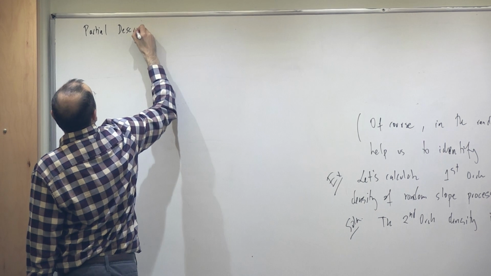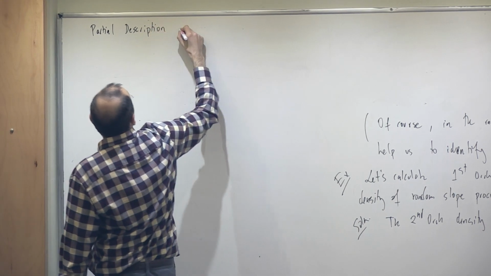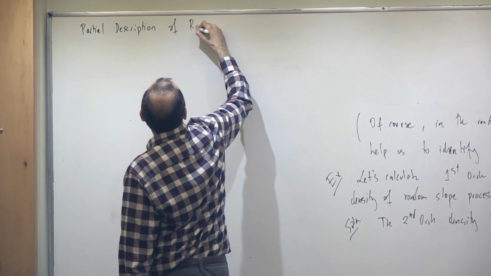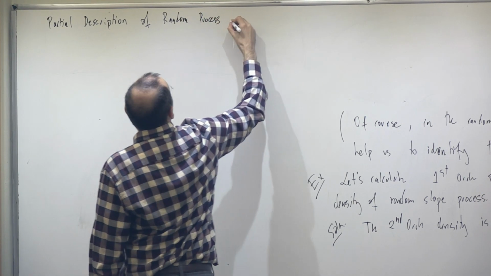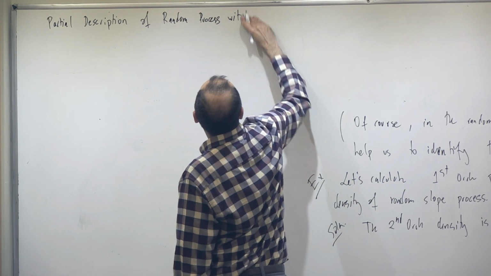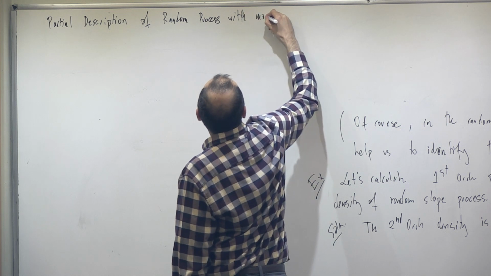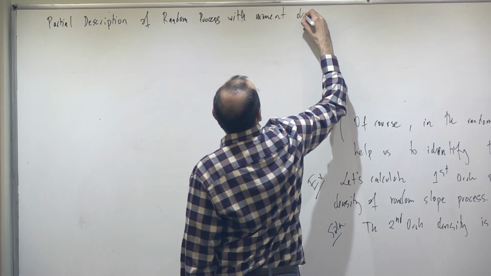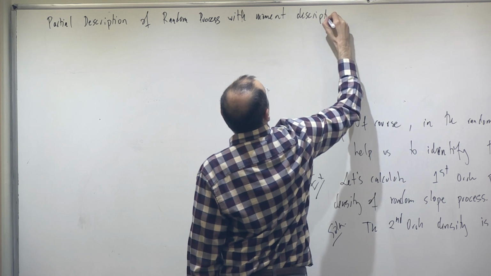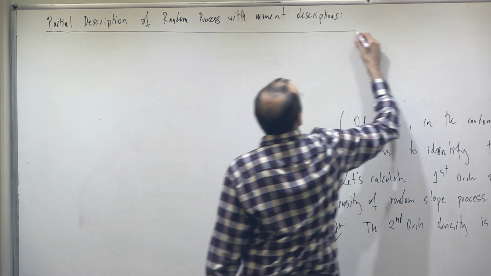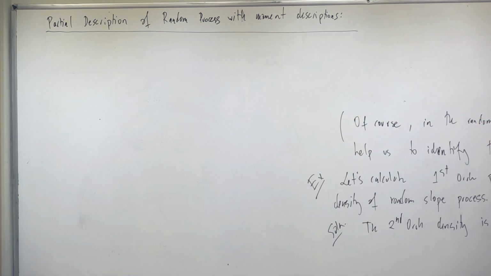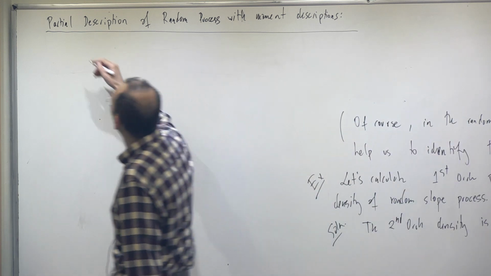Partial description of random processes with moment descriptions. So I will start this, even though this is a very simple topic, and then we will continue in the next hour.